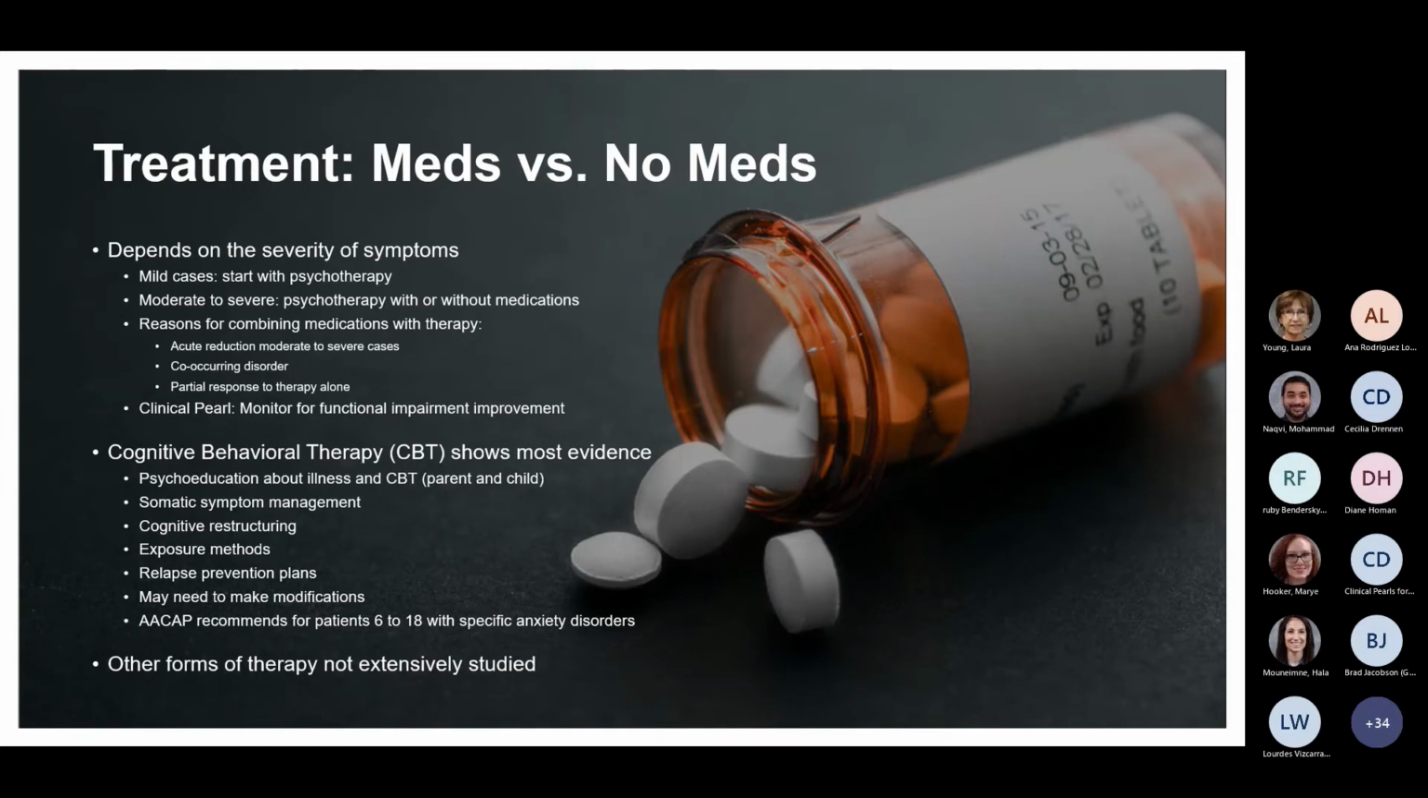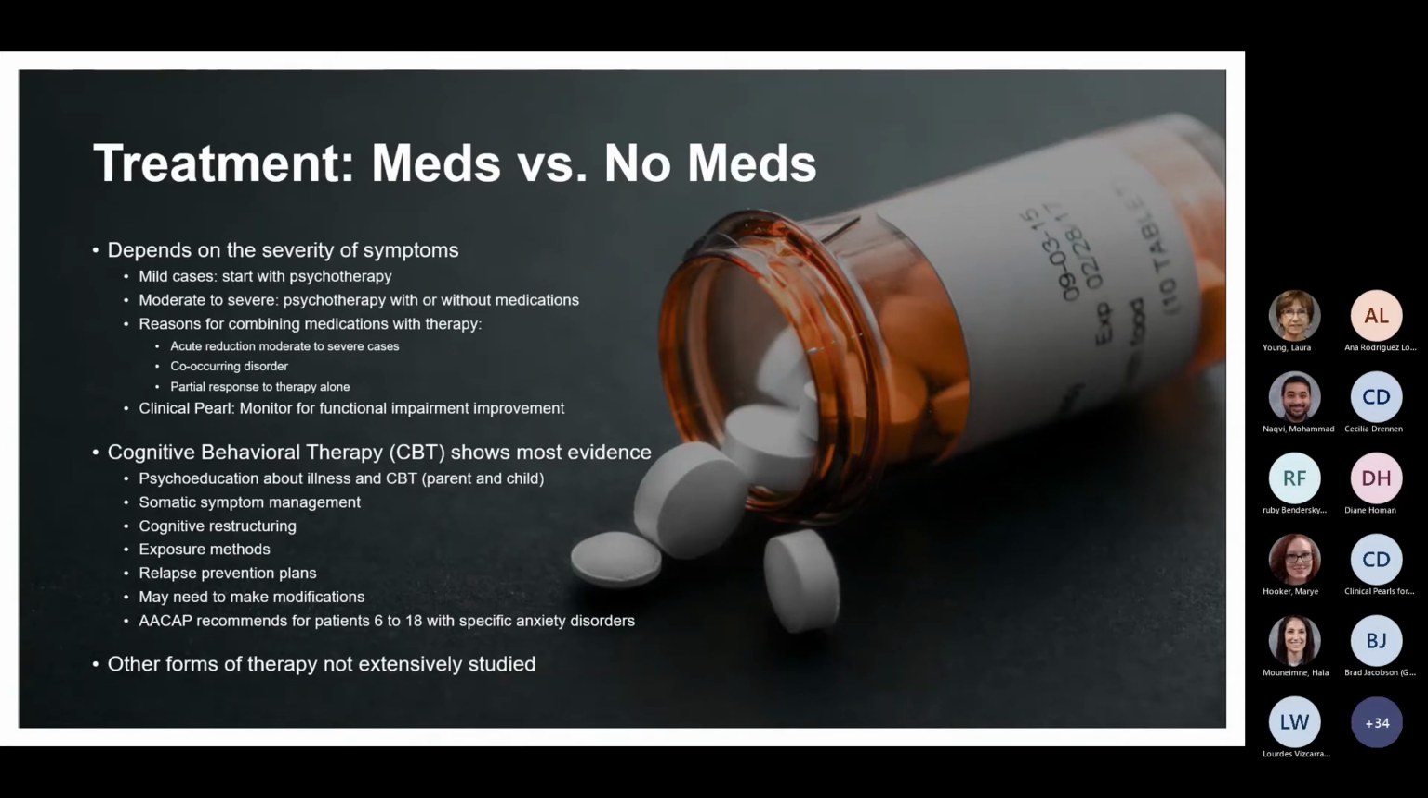And pretty much research shows us that medication and therapy together is what is best. And so the American Academy of Child and Adolescent Psychiatry recommends combination therapy, so CBT, cognitive behavioral therapy, and an antidepressant, an SSRI, preferably over an SSRI or CBT alone, with patients ages 6 to 18 that have social anxiety, generalized anxiety, separation anxiety, specific phobia, or panic disorder.